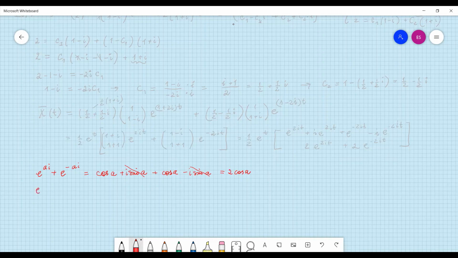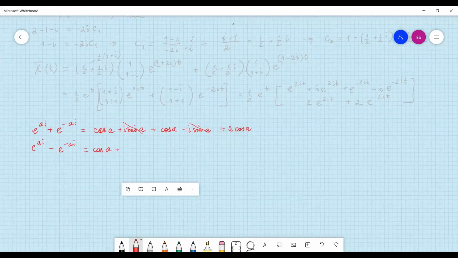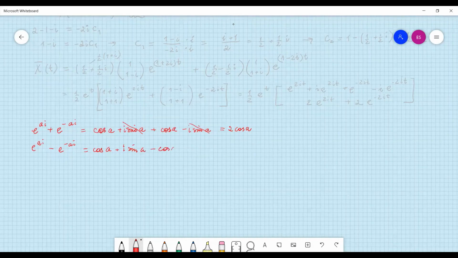Now, if I do have a minus between them, e to the power of ai minus e to the power of negative ai, I'm going to cancel cosine terms and keep the sine terms. Please watch it. I don't want to use a long way to simplify this expression. So i sine of a minus cosine of a because of this minus, right? And plus i sine of a again because of this minus. I'm just changing the signs here, minus and plus. Well, now cosine is going to disappear and sine is going to stay, and that's going to be 2i sine of a.